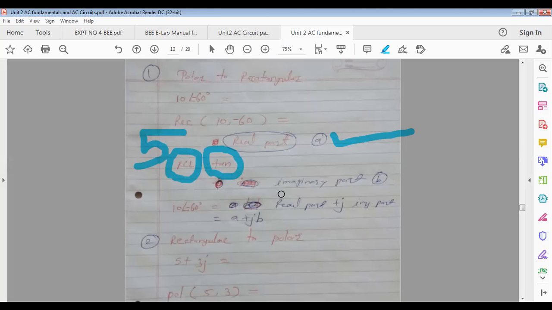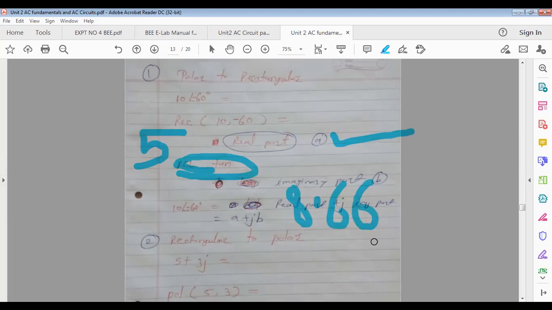Press Shift minus sign, rectangular of 10, comma 60, complete the bracket, press equal to, and 5 will display. Then after 5, press recall tan. So it is displaying 8.66, isn't it? Ma'am, it's showing minus 8.66. Sorry, yeah, minus. I entered plus 60 degree. You have to enter minus 60 degree.